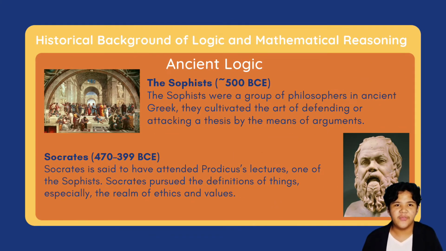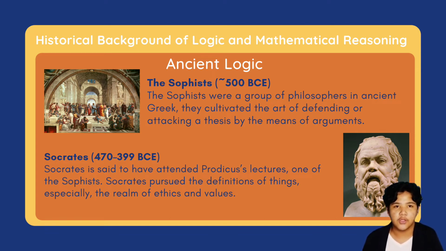Then we have the Sophists from 500 BC. The Sophists were a group of philosophers in ancient Greece. They cultivated the art of defending or attacking a thesis by means of arguments. It is also true that the Sophists were instrumental in bringing argumentation to the central position. The Sophists were among the first people to demand that moral claims be justified by reasons.